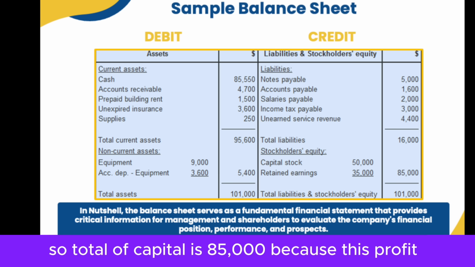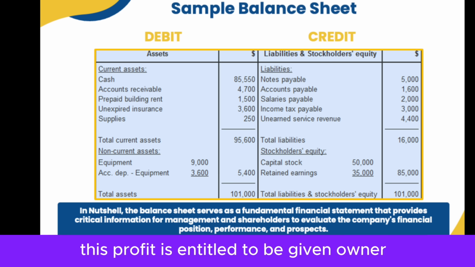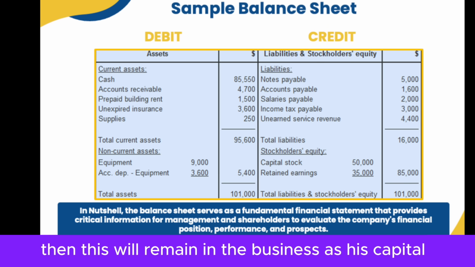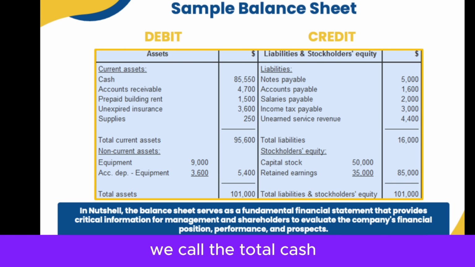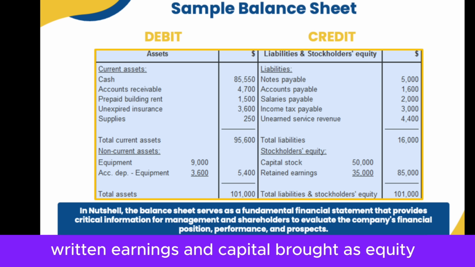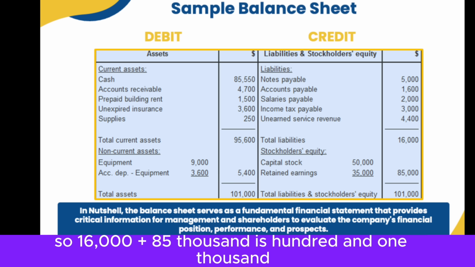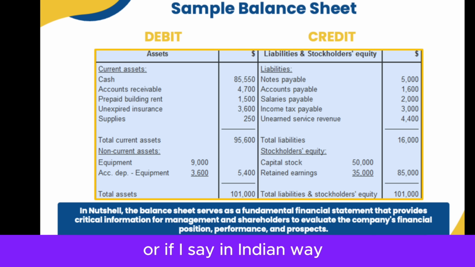So total capital is 85,000, because this profit is entitled to be given to the owner. If he is not taking this profit into his pocket, then this will remain in the business as his capital. We call the total retained earnings and capital brought in as equity, and that equity is 85,000. So 16,000 plus 85,000 is 101,000, or if I say in the Indian way, it is 1,01,000.